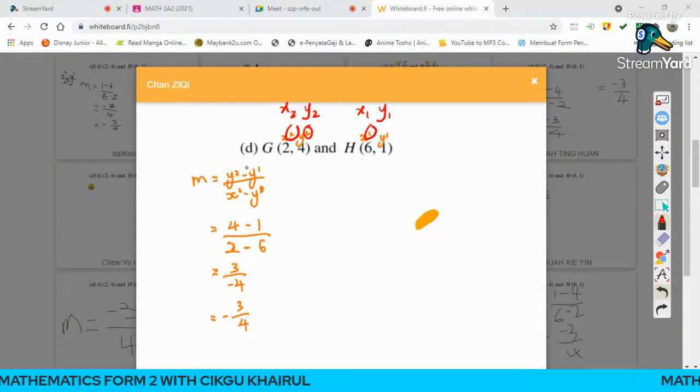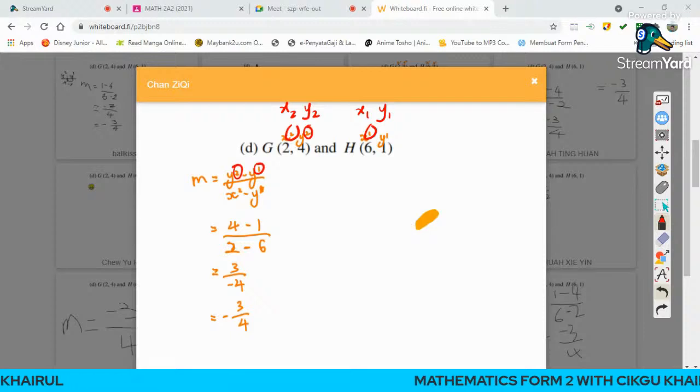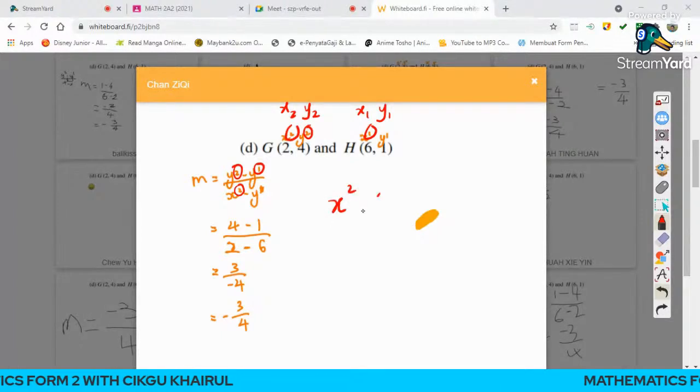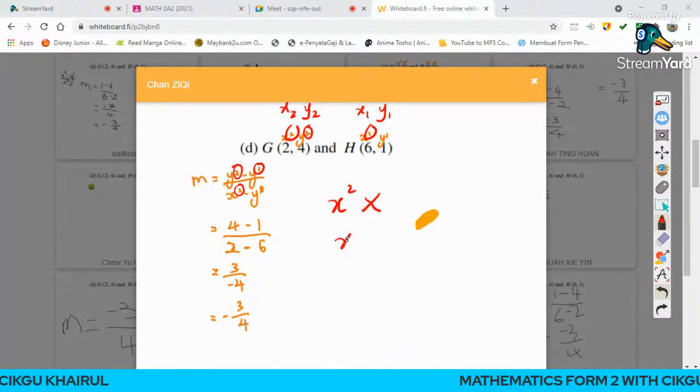So this is not very good, especially this one. Look like a square. You write look like x square. Maybe you look like this, x square. So this is wrong. Should write like this, x1 here.